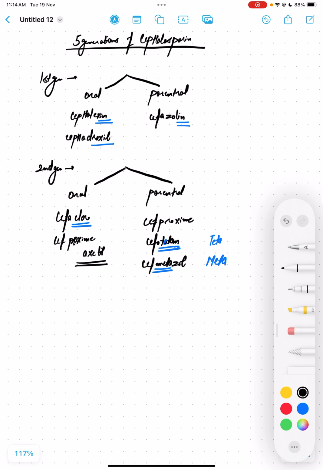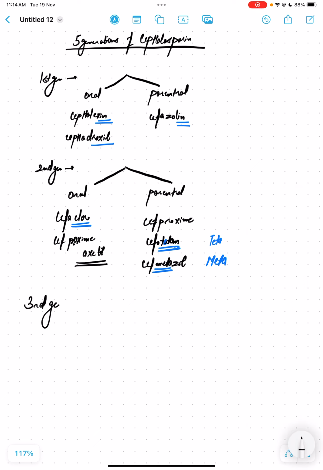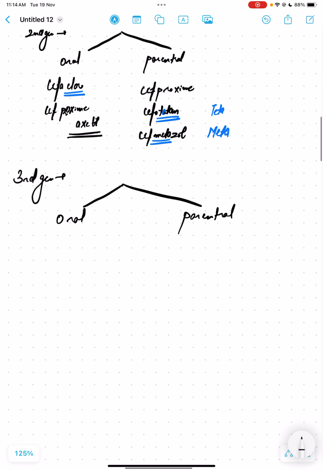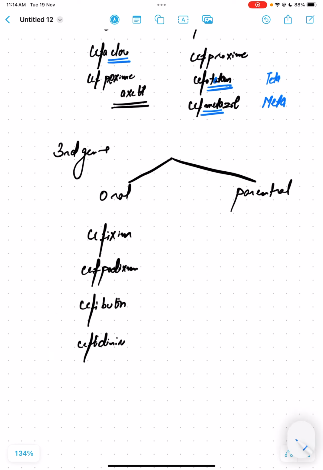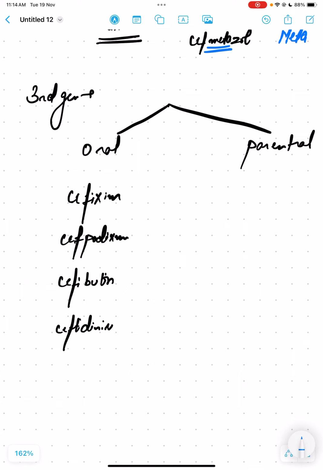Now we will begin with third generation drugs. It also involves oral and parenteral. In oral drugs, it involves cefixime, cefpodoxime, ceftibuten, and cefdinir. You can pronounce them any way you like. So it involves cefixime, cefpodoxime, ceftibuten, and cefdinir.